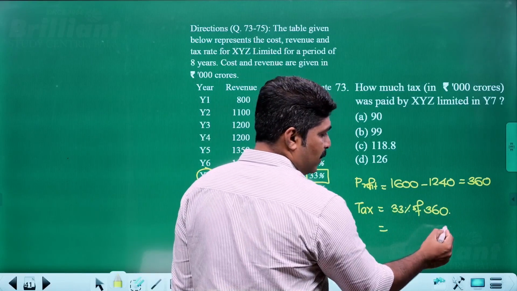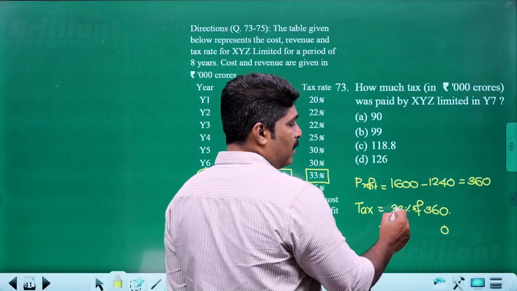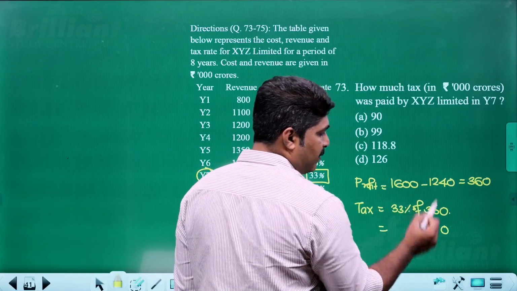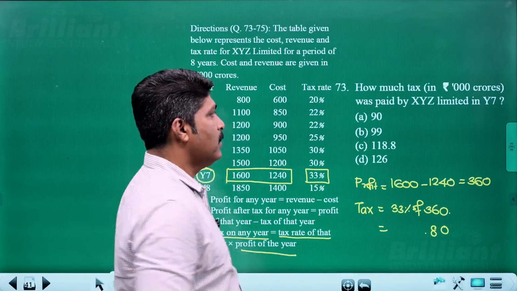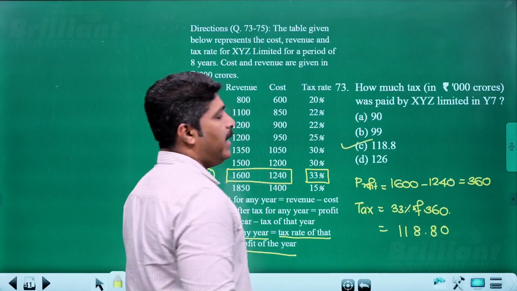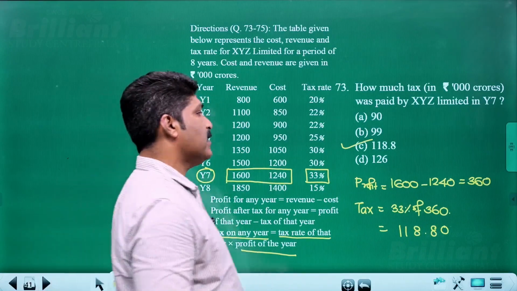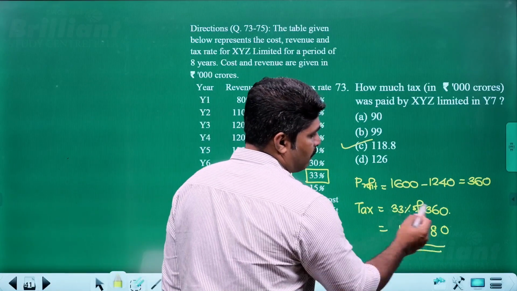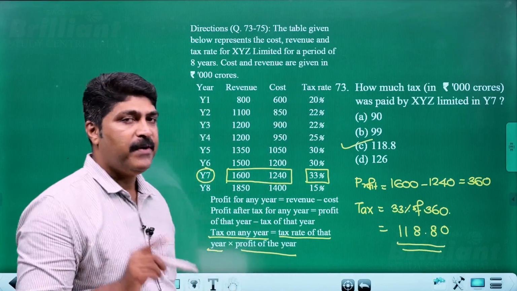So 33 into 0 will be there. 3 into 6, that is 18, will be there. So the point should be here. So look at the options here. Such a value is 118.80. So we can find the answer this way. Otherwise, you just multiply these two values, then divide by 100.